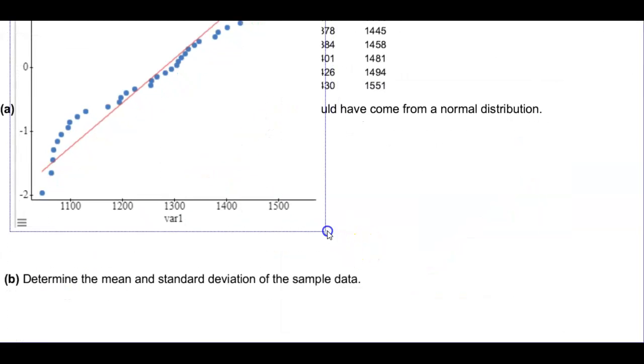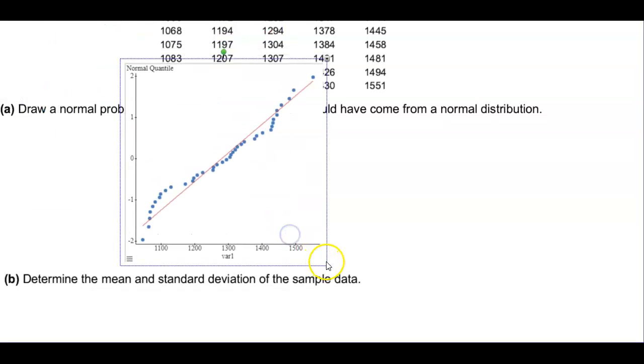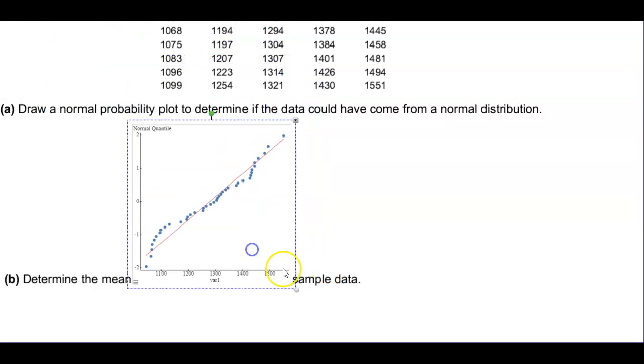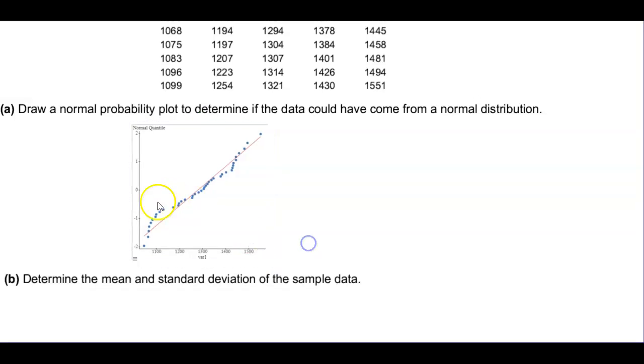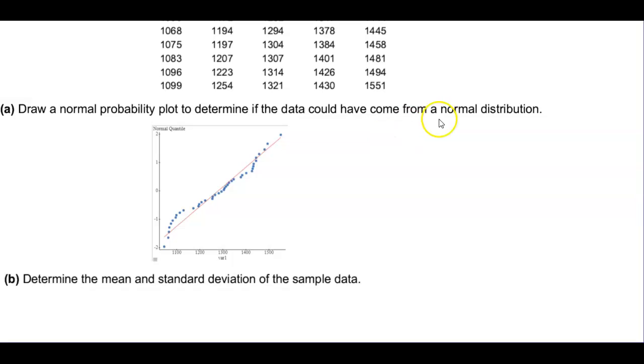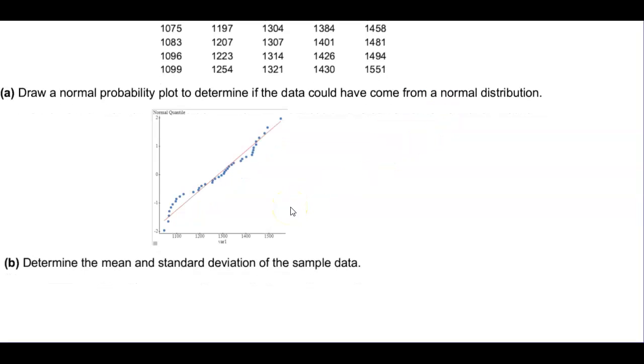And so this gives us somewhat of a normal distribution, because a lot of these points are close to that line. So therefore, this does come from a normal distribution.